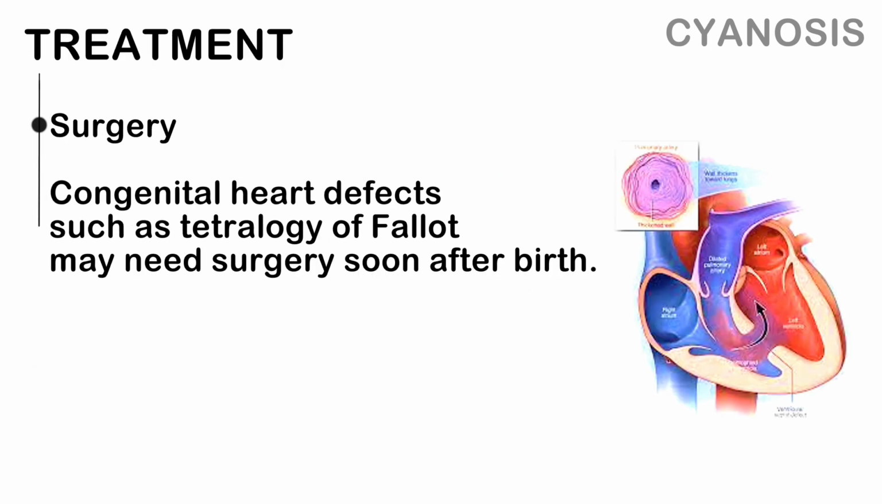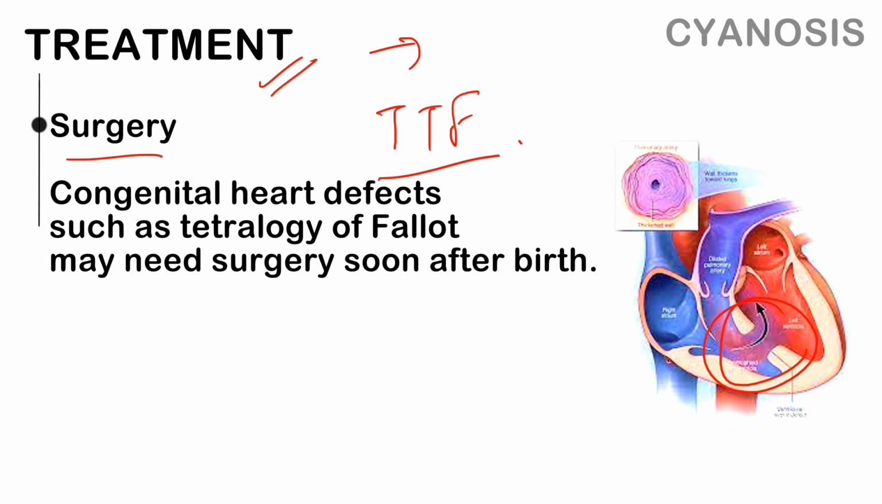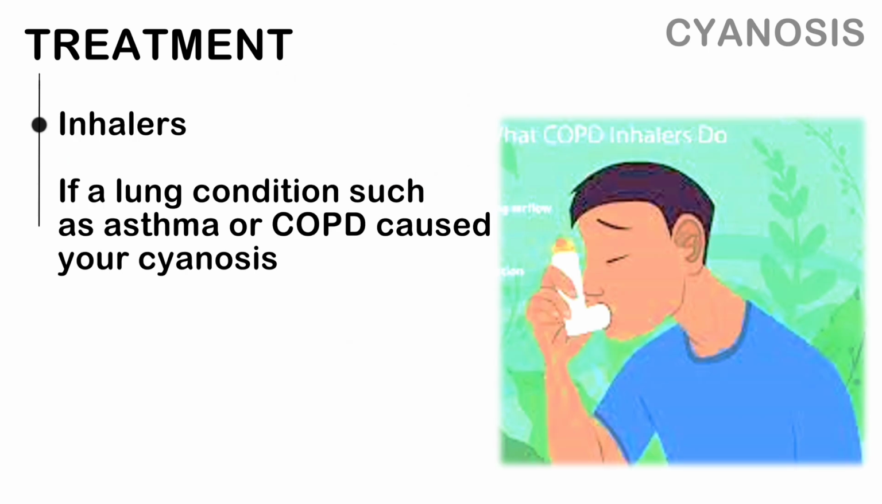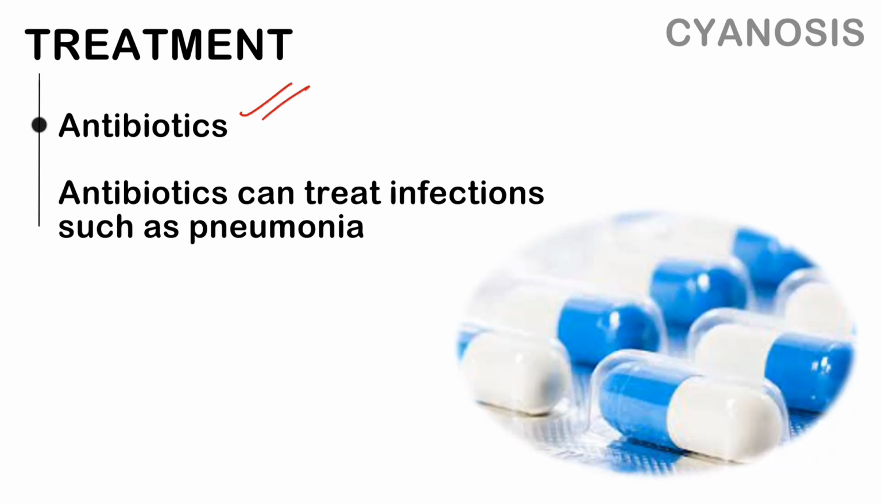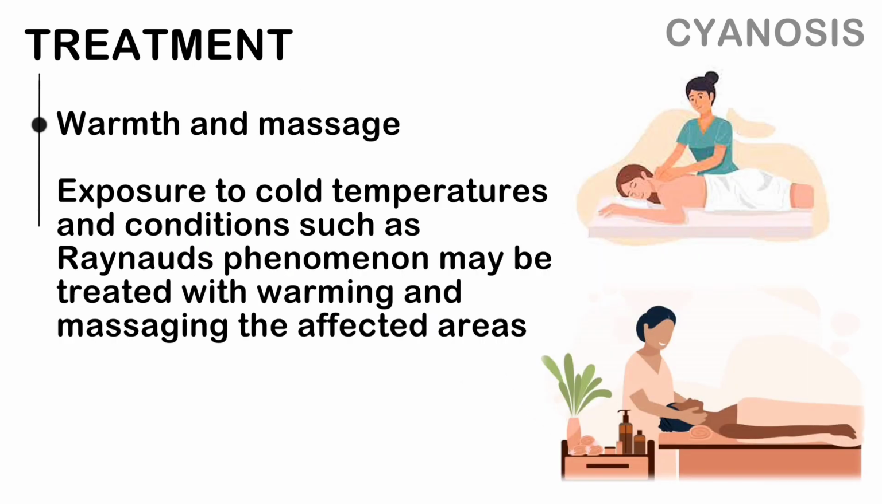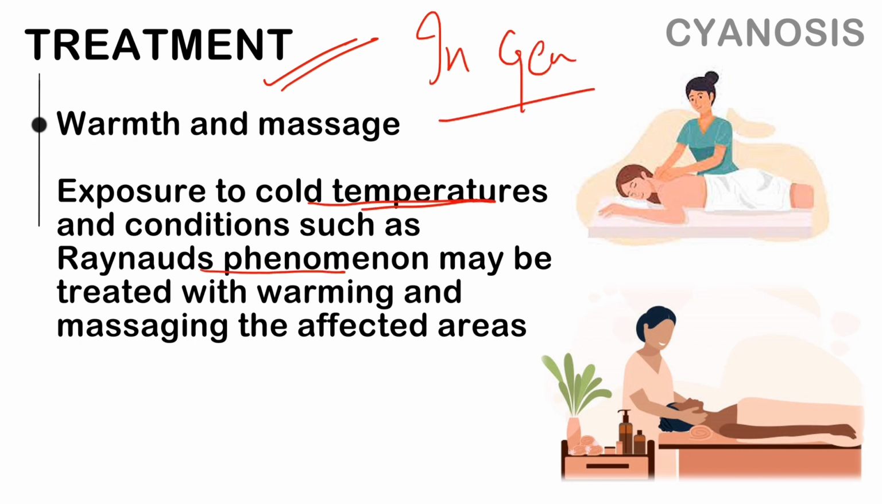Now, after determining the cause, cyanosis can only be treated by eliminating the cause. For example, in tetralogy of Fallot or in Eisenmenger syndrome, where the person is born with a congenital hole in their ventricular septum, surgery is soon needed after birth. If the person is suffering from COPD or asthma, inhalers or bronchodilators should be given. If the person is suffering from severe lobar pneumonia, antibiotics should be given to treat the pneumonia. Only then can cyanosis be treated. And in general, if the person is experiencing cyanosis due to cold weather, warmth and massage must be given to the patient.